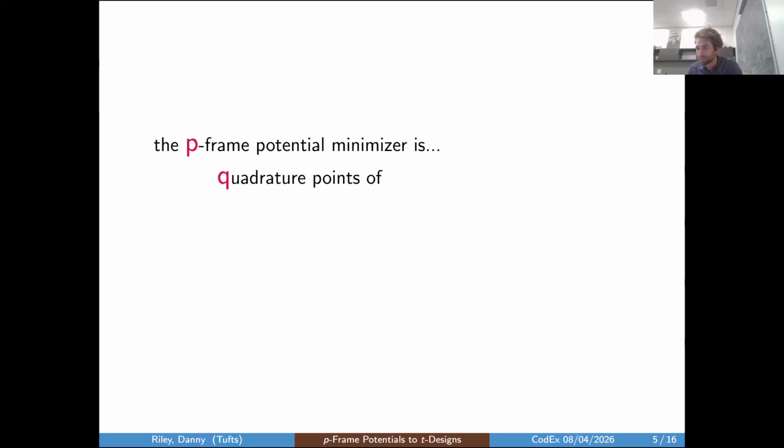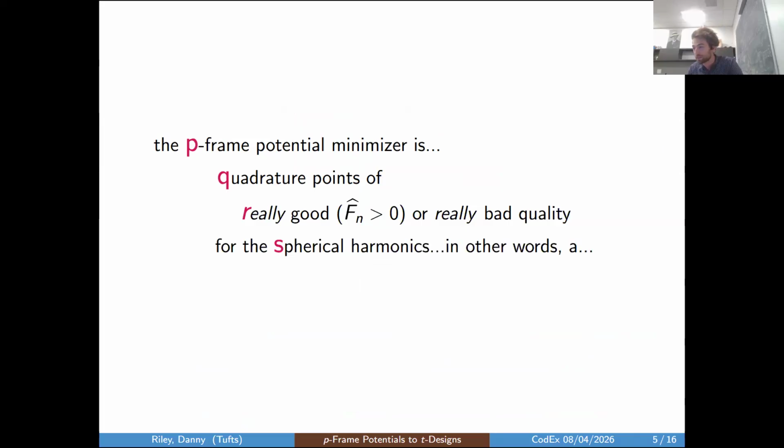Okay, what comes next? PQR. So they're either really good strength or really bad quality, and it depends on this condition here, which we'll see later. For the spherical harmonics, in other words, we want a T design, but not a T plus one design. So that's kind of the roadmap for the rest of the talk, and I want to break down what each one of these are, how we go from P all the way down to T.